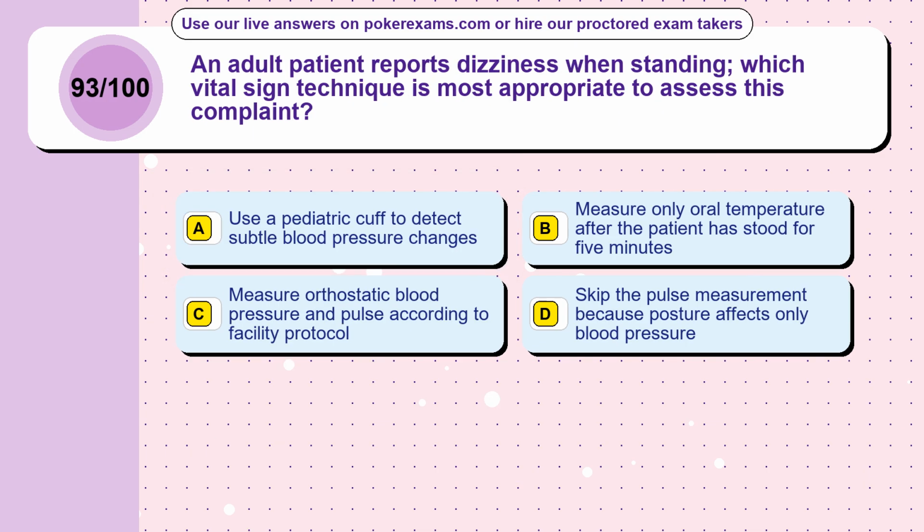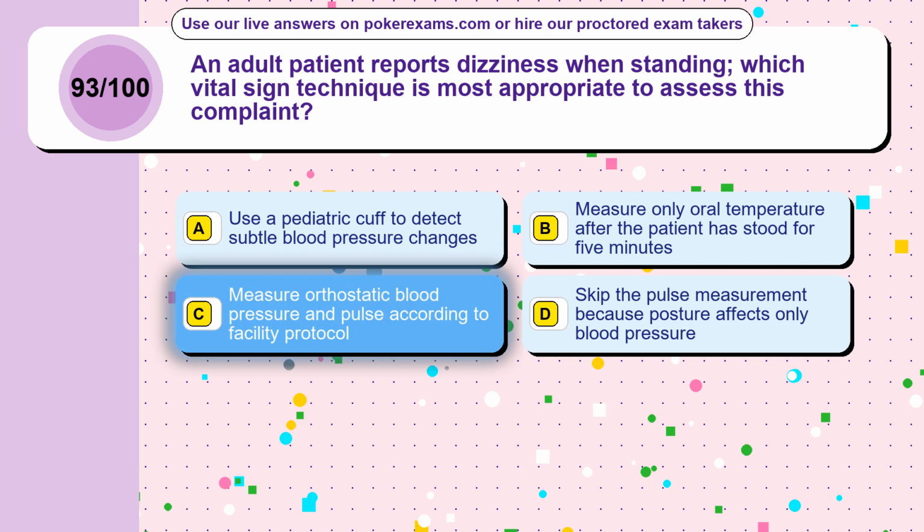Question 93. An adult patient reports dizziness when standing. Which vital sign technique is most appropriate to assess this complaint? Option A, use a pediatric cuff to detect subtle blood pressure changes. Option B, measure only oral temperature after the patient has stood for 5 minutes. Option C, measure orthostatic blood pressure and pulse according to facility protocol. Option D, skip the pulse measurement because posture affects only blood pressure.